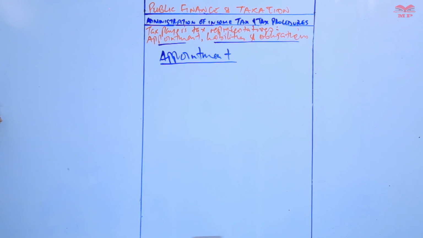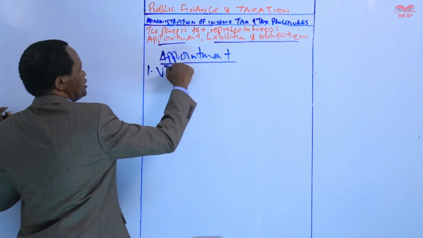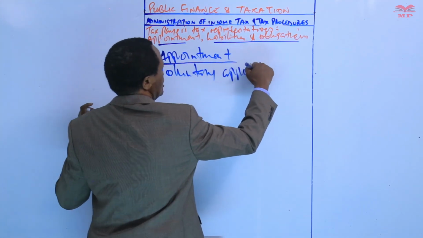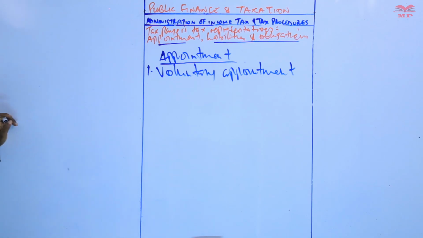The Tax Procedures Act recognizes different scenarios where a tax representative exists or is appointed. The first scenario is voluntary appointment. A taxpayer can voluntarily appoint a person to act on their behalf in matters relating to tax.